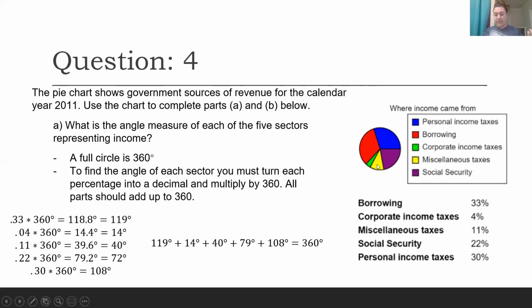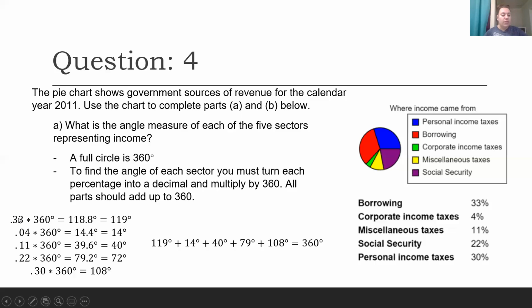Miscellaneous taxes are 11%, Social Security is 22%, and personal income taxes are 30%, which by looking here, we know that our borrowing is our largest and our corporate income is our smallest. That's the great thing about visualized pie charts and graphs, because they show you visually and make you understand clearly. Okay, so now we're going to find the angle measure of each of these.